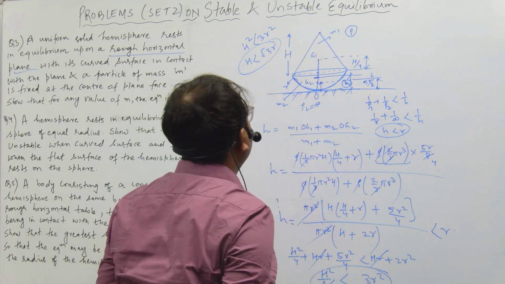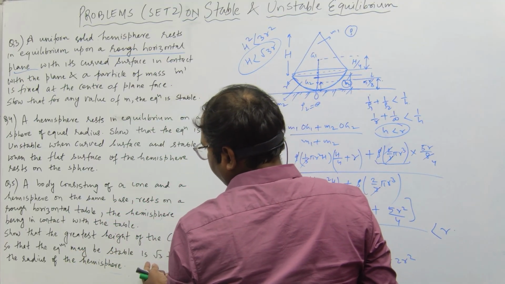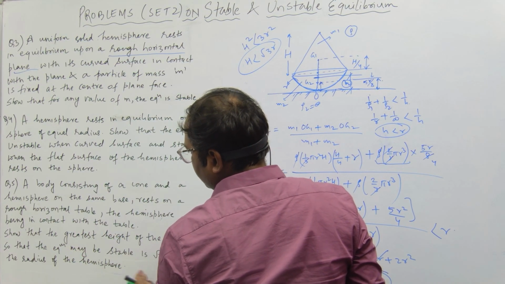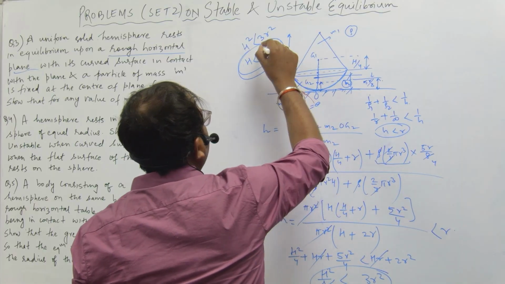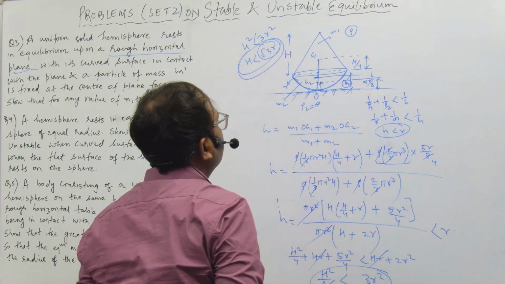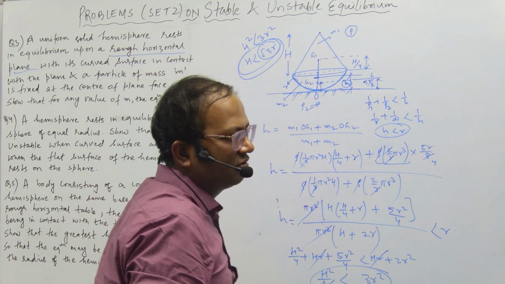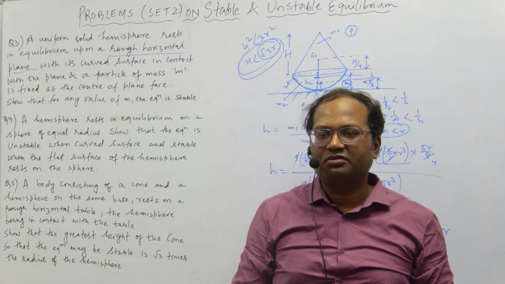So we have the greatest height for which the equilibrium may be stable. The greatest height of the cone, so that the equilibrium may be stable, is root 3 times the radius of the hemisphere. The radius of the hemisphere we have taken as small r. So we have discussed up to question number 3. We will discuss further questions in the next lecture. Thank you.